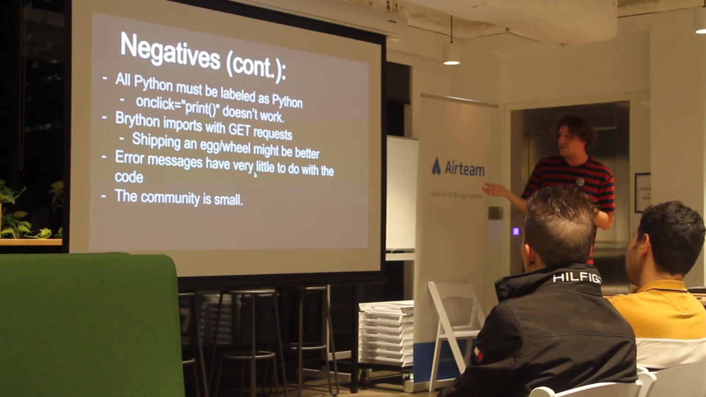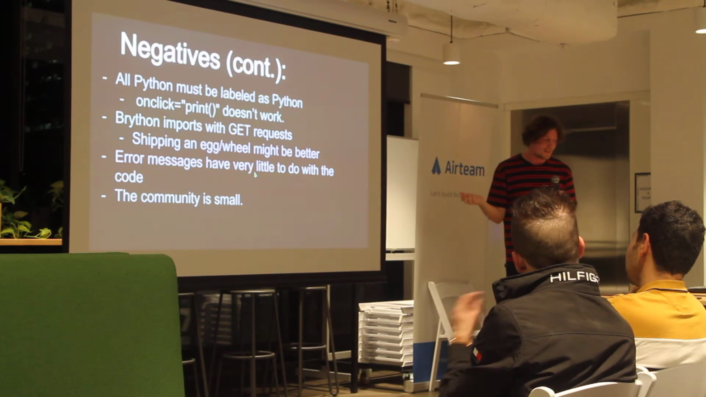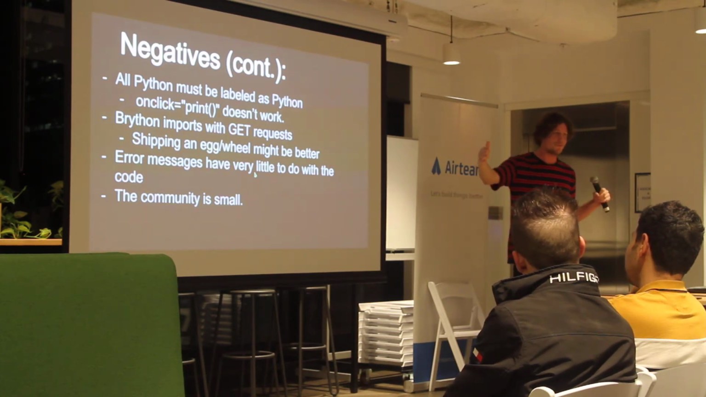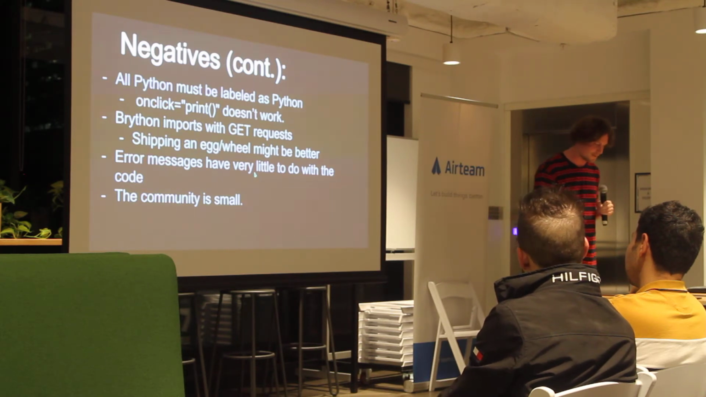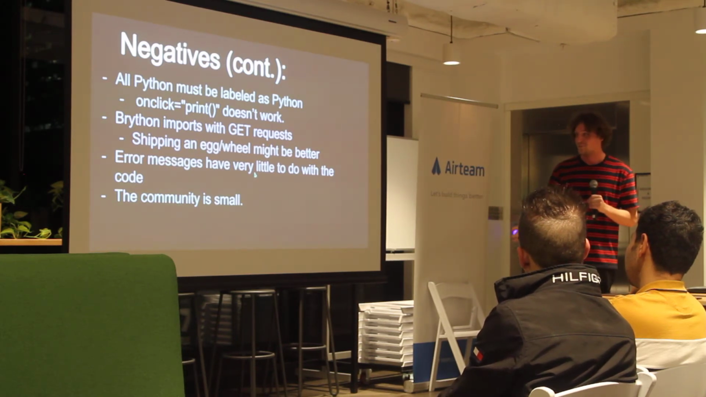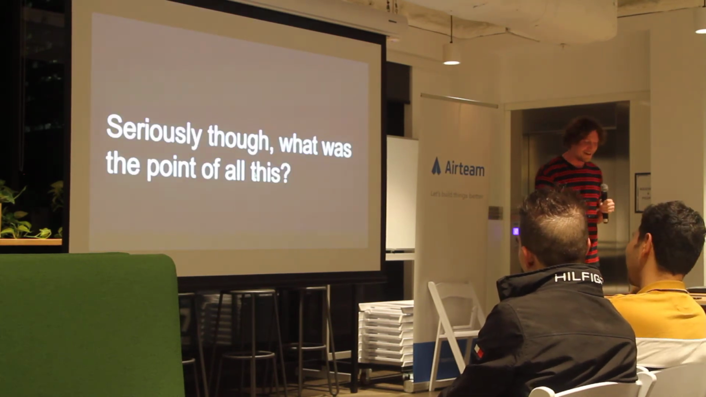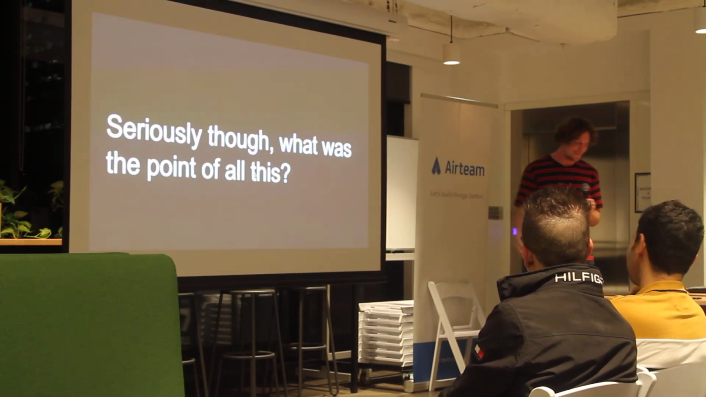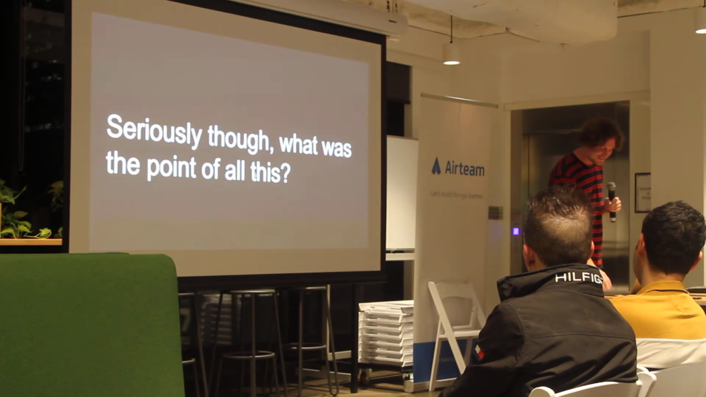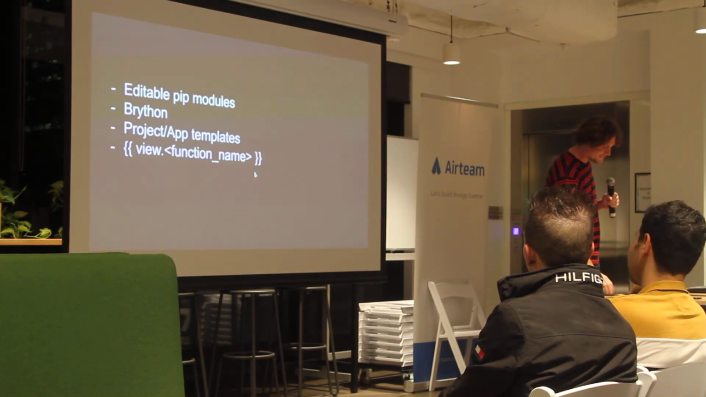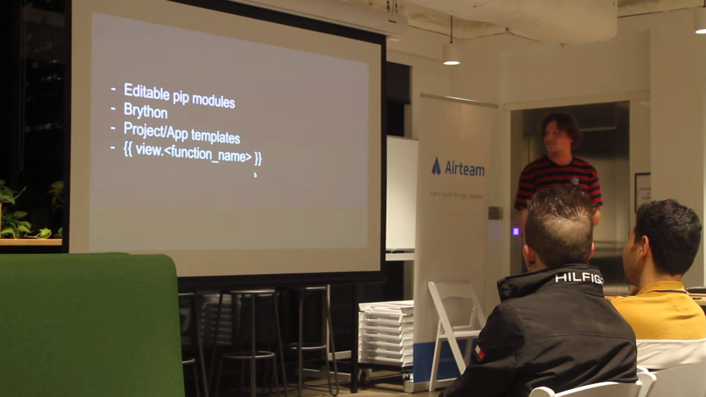Error messages have very little to do with the code. The reason is that the compiled app looks very, very different to the uncompiled app that has JSX in it. Also, the community is small. In fact, it's just me. So seriously, what was the point of all this? There were actually some good points. I just realized I forgot a couple of things, but it's all right.